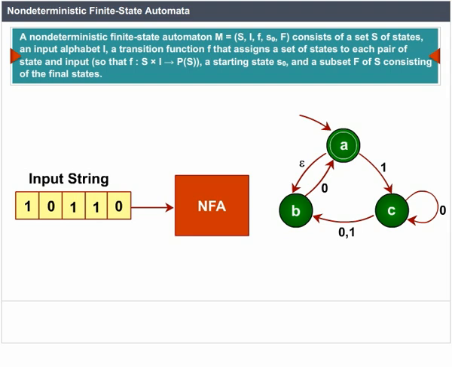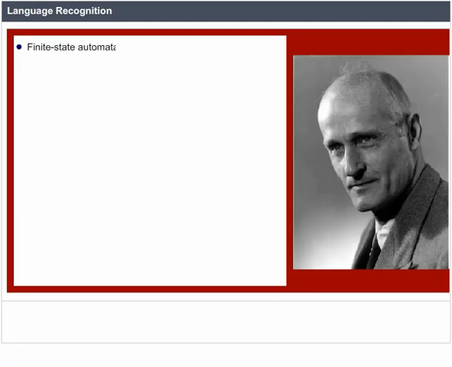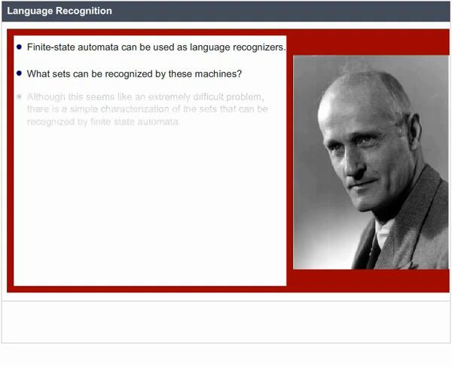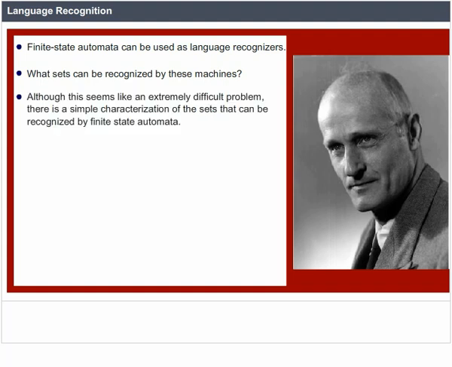Language recognition. Finite state automata can be used as language recognizers. What sets can be recognized by these machines? Although this seems like an extremely difficult problem, there is a simple characterization of the sets that can be recognized by the finite state automata. This problem was first solved in 1956 by the American mathematician Stephen Kleene.